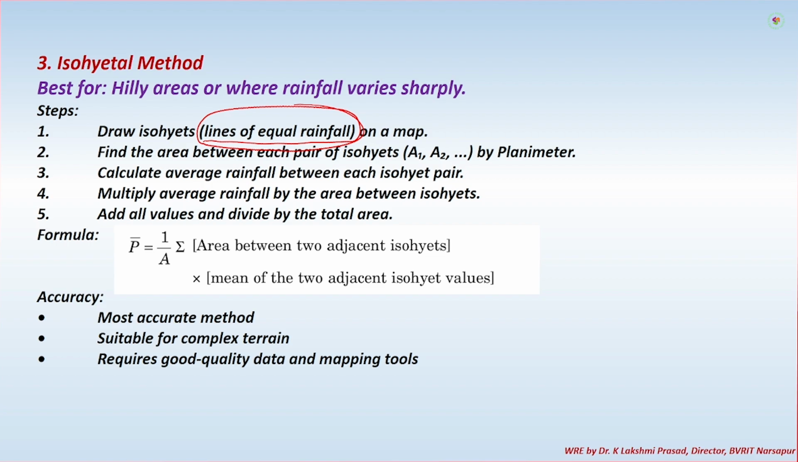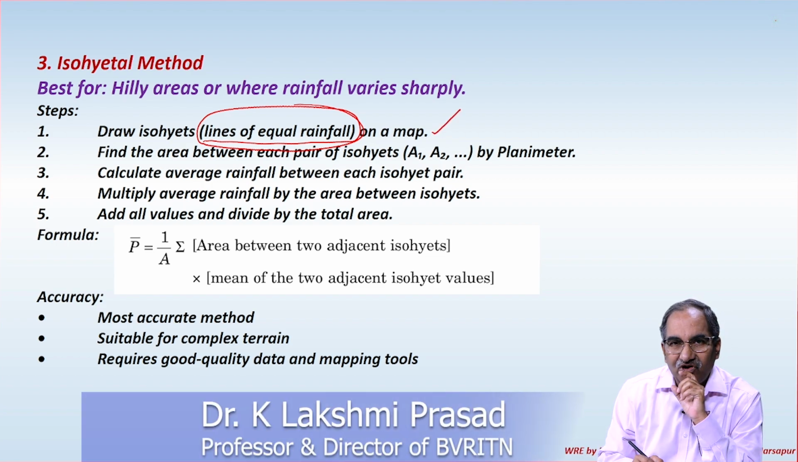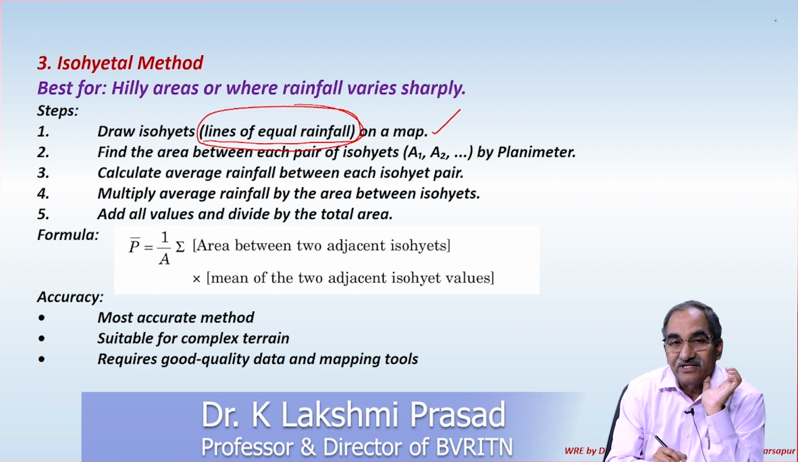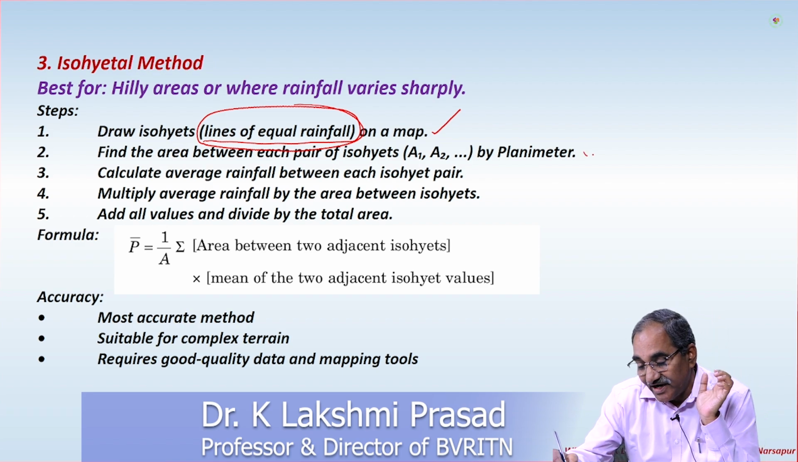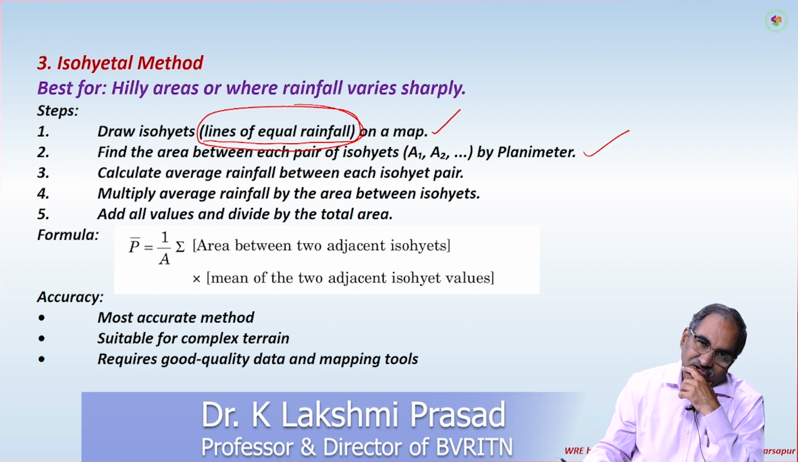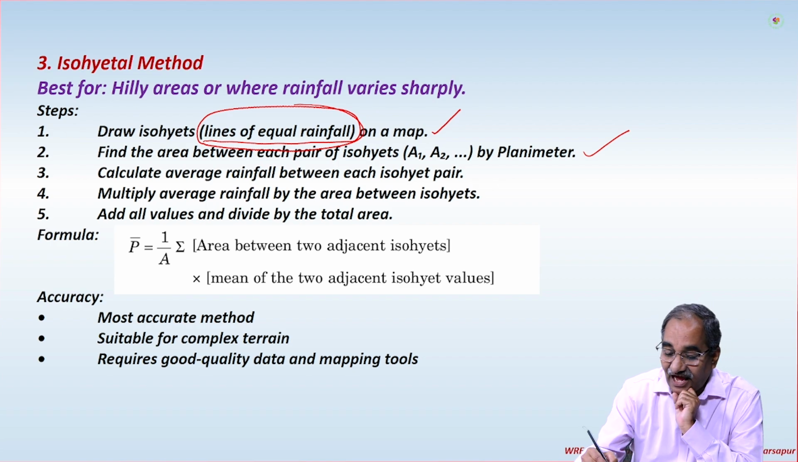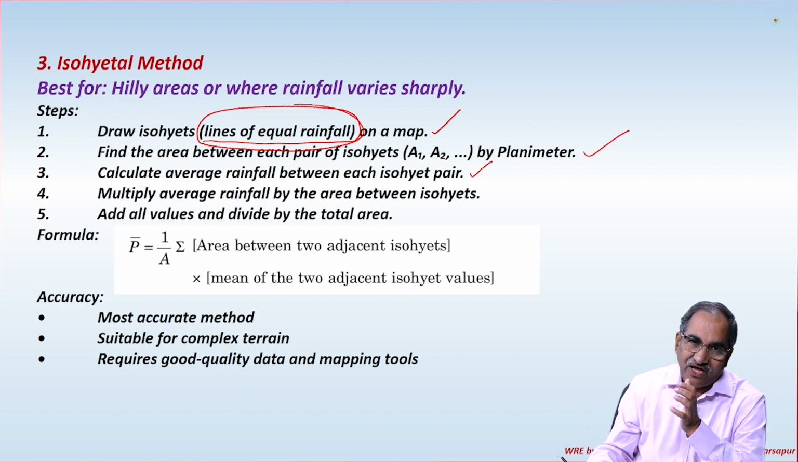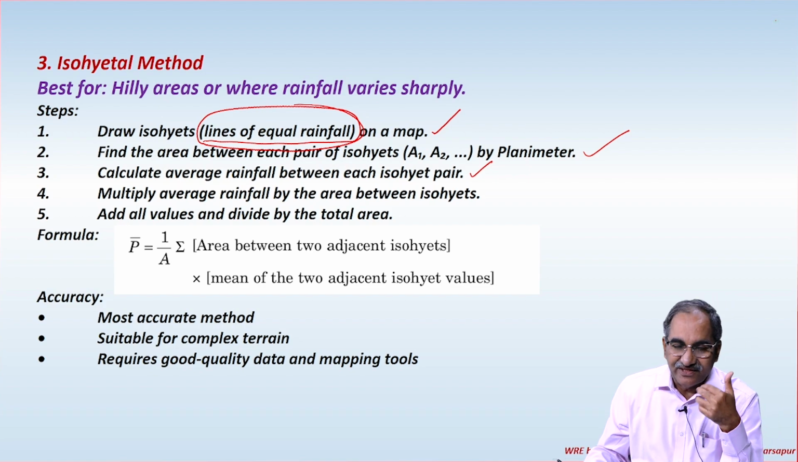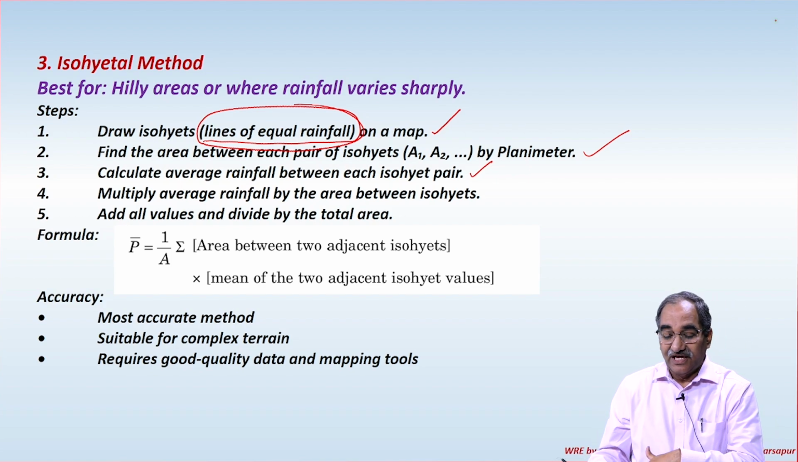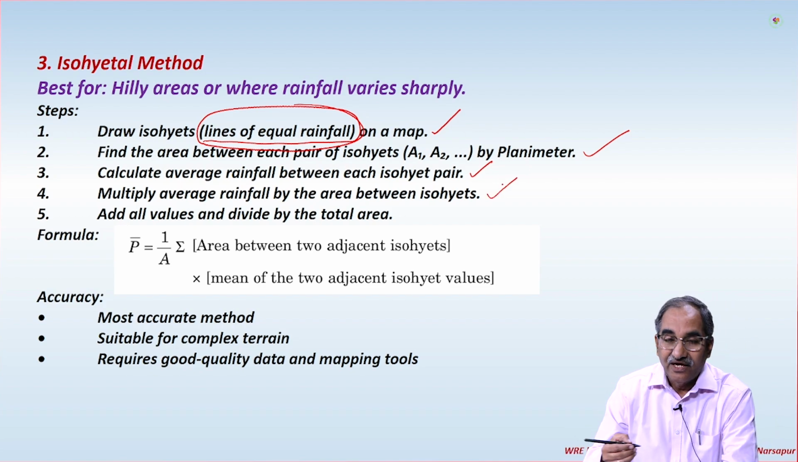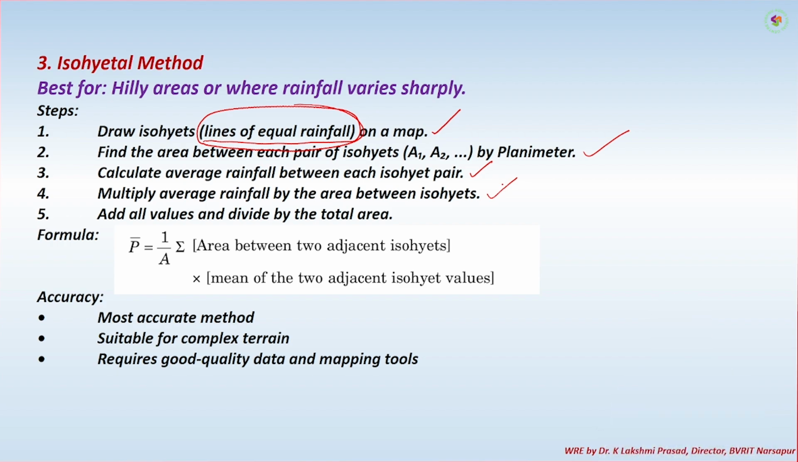So draw the isohyets on a map. Once you have drawn the isohyets, you have to find out the area between the isohyets using a planimeter. Once you find the area, calculate the average precipitation of the pair, multiply it by the area between the isohyets, add all values and divide by the total area. What is that? Let us see.